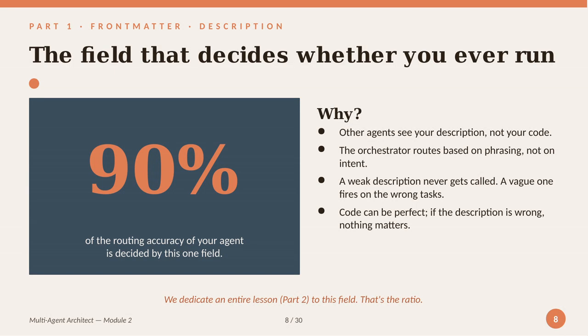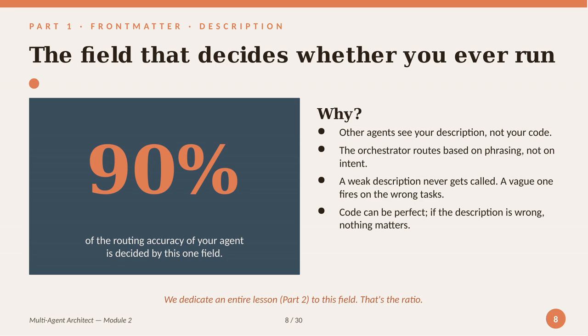Now we get to the big one. Description. I'm going to put a number on screen and tell you straight up that it's illustrative, not measured. The number is roughly 90%. Of the routing accuracy of your agent, roughly 90% is decided by what you write in this one field.